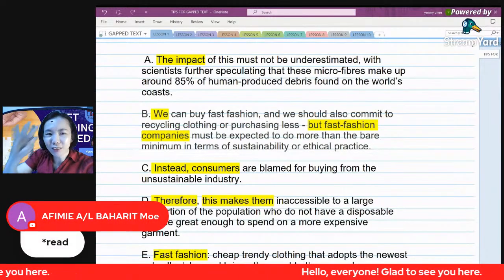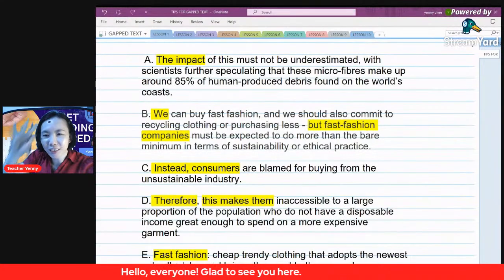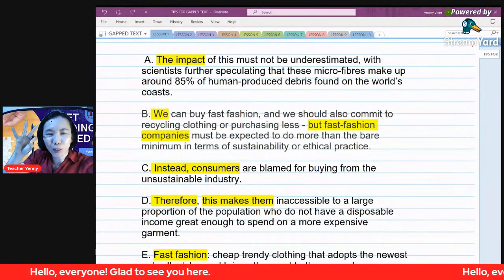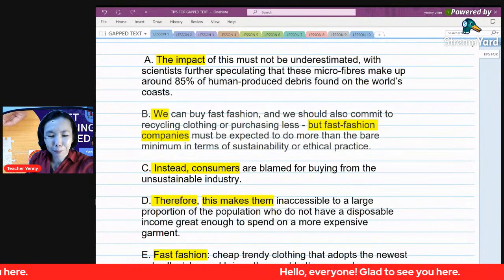What about the third step? What is the third step? Number three. What do you need to do? The third step.